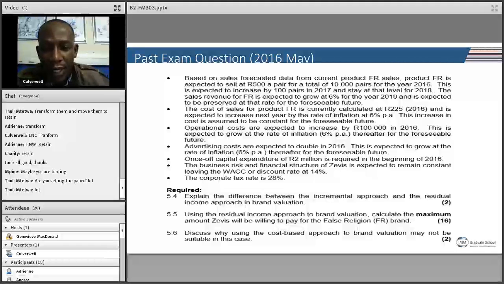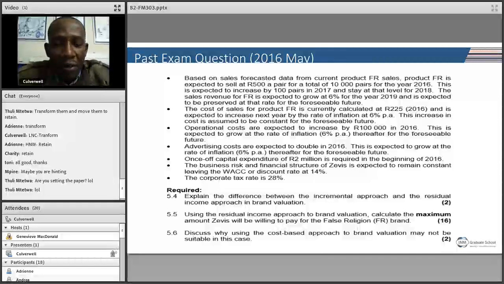The cost of sales for product FR is currently calculated at 225, meaning in 2016. And it is expected to increase next year, meaning in 2017, by the rate of inflation of 6%. You then say times 1,06. This increase in cost is assumed to be constant for the foreseeable future.